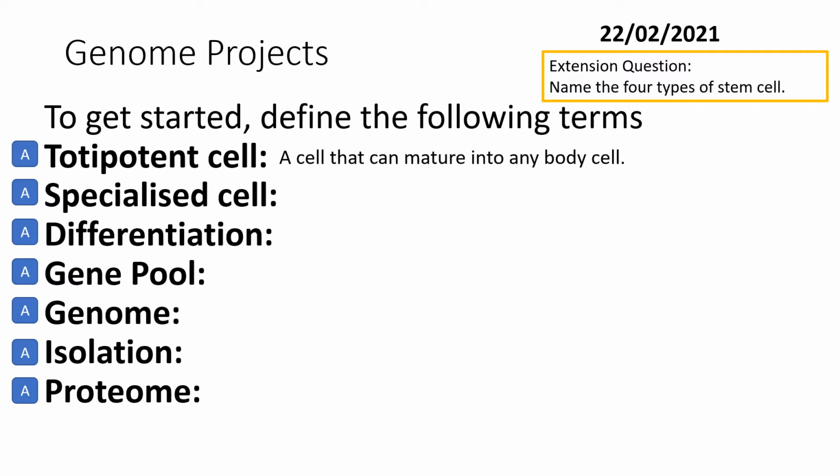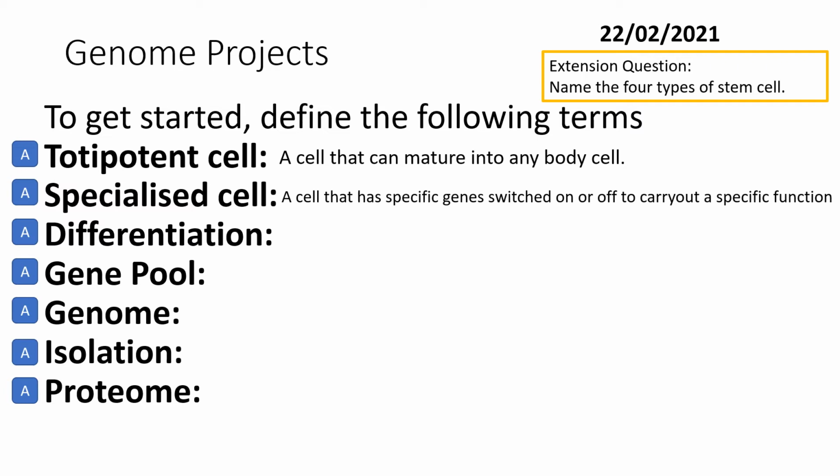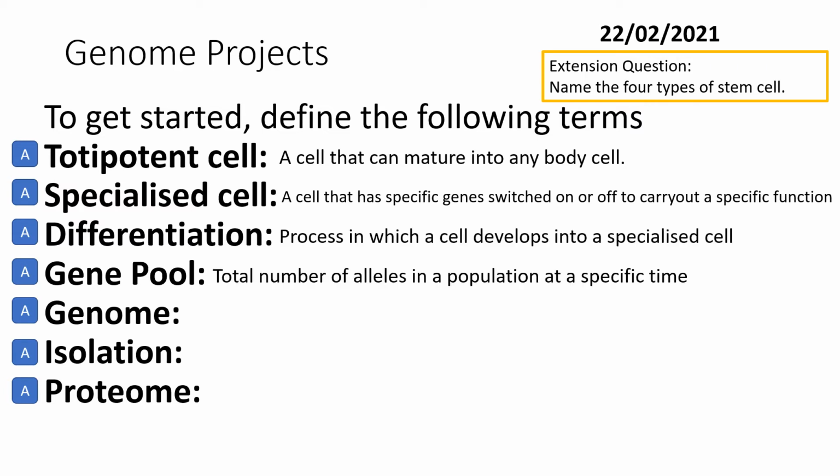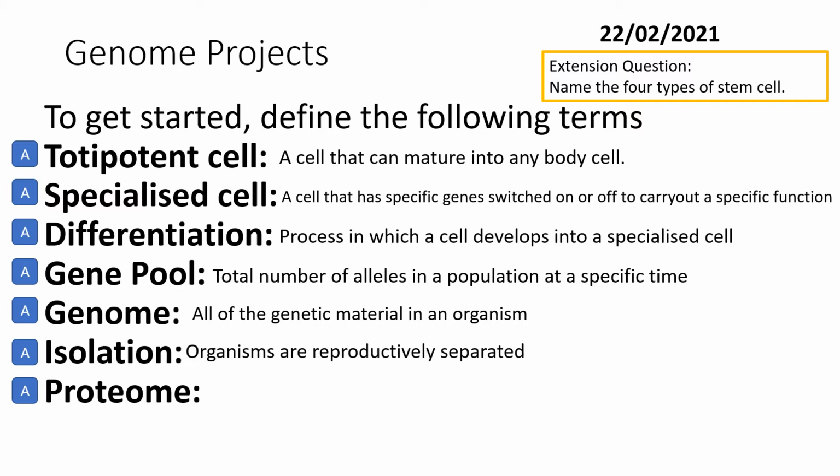Well, totipotent is in reference to stem cells, and it's the most diverse stem cell you can get. You've got specialized cells, which are cells that have had certain genes turned on and off to give them specific functions. We have differentiation, which is the process in which a stem cell develops into a specialized cell. The gene pool refers to all alleles in any population at a specific time. The genome is all the genetic material in an organism. Isolation, remember we talk about reproductively separated, and proteome is all the proteins produced by the genes of an organism.